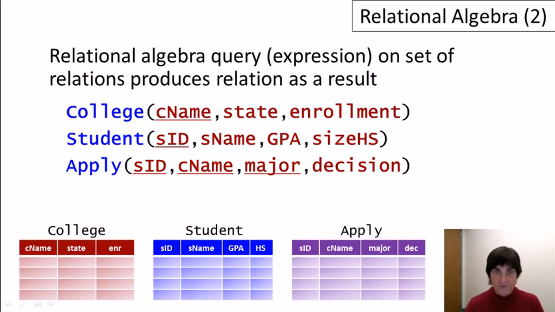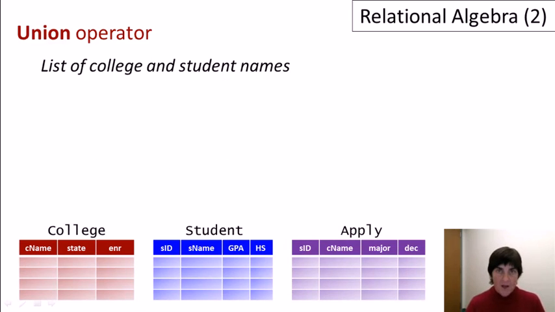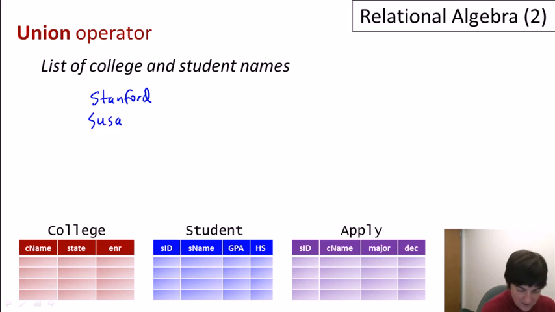Let's move ahead to our first operator. The first of three set operators is the union operator, and it's a standard set union that you learned about in elementary school. Let's suppose, for example, that we want a list of the college and student names in our database. So we just want those as a list. For example, we might want Stanford, and Susan, and Cornell, and Mary, and John, and so on.